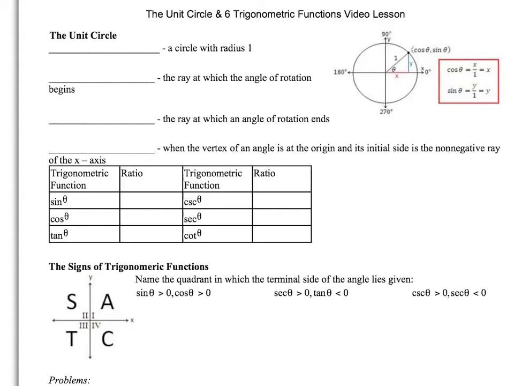Today we are going to talk about the unit circle and how it relates to the 6 trig functions we have been studying. A circle with a radius of 1 is the unit circle.